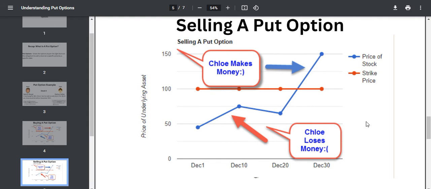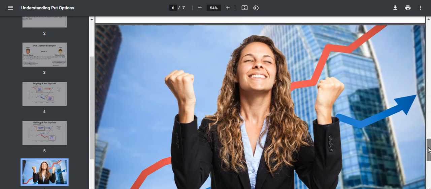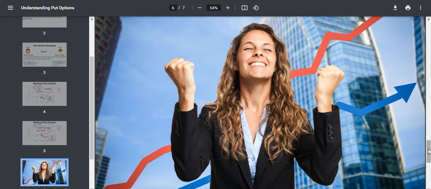So basically anything above the strike, Chloe makes money because Simon won't exercise the option. Anything below, Chloe loses money because Simon's going to exercise the option and force Chloe to buy from him at $100 per share. So that is basically why you'd buy a put option and why you'd sell a put option, and how you can make money with a put option, buying a put option, and selling a put option. So that basically wraps up understanding call and put options, why you take them out and how you make money with them.